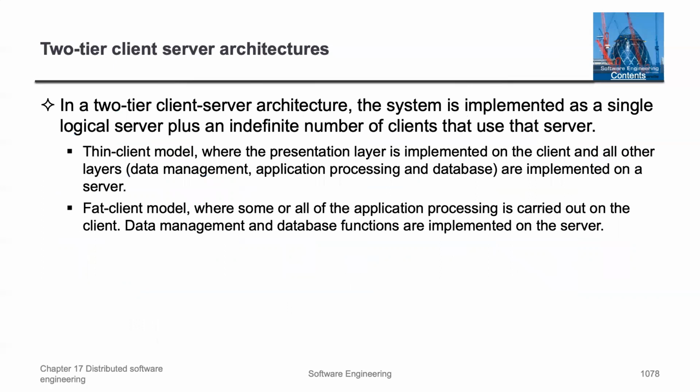For two-tier client server architectures, the system is implemented as a single logical server plus an indefinite number of clients that use that server. You can have a thin client model or a fat client model. The thin client model is where the presentation layer is implemented on the client, and all the other layers, data management, application processing, and database, are implemented on the server. For the fat client model, some or all of the application processing is carried out on the client. Data management and database functions are implemented on the server.